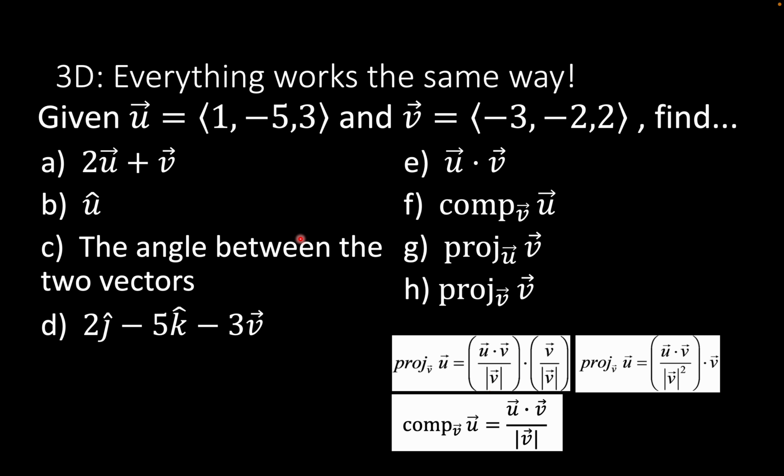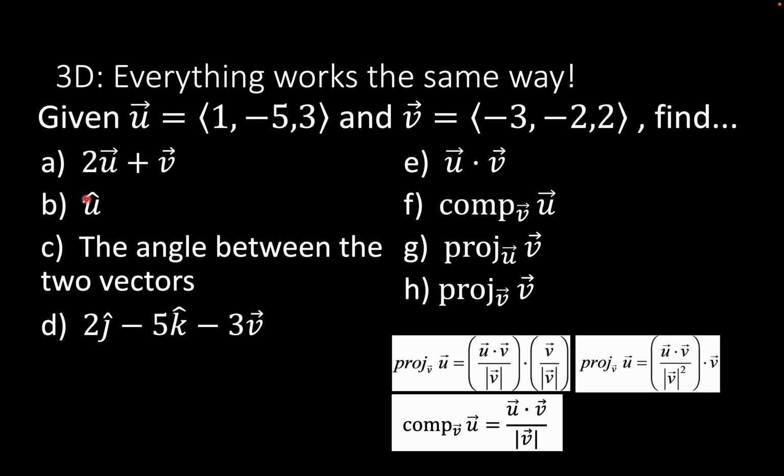All right, and now here's the good news. Everything we learned so far about 2D vectors and projections can also be generalized into 3 dimensions. So we are now going to practice that on 3-dimensional vectors, x, y, z. U will have components 1, negative 5, 3. V will have components negative 3, negative 2, 2. And it is your job to practice some operations.